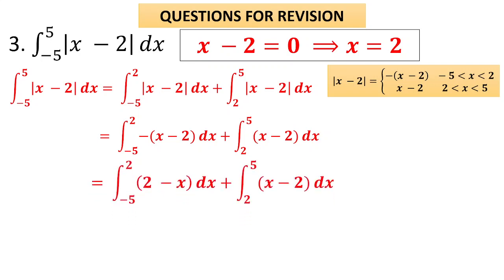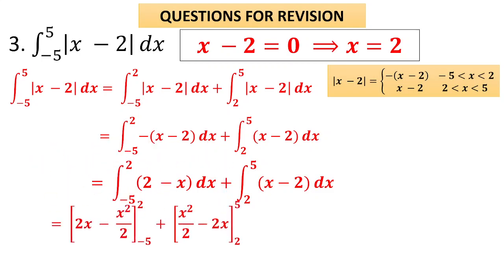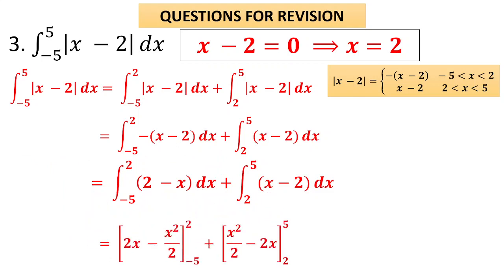Now do the integration. For my convenience, minus of x minus 2 I am writing as 2 minus x. You can take the minus sign outside also, no issue. Now how to integrate? The integration of the first one is 2x minus x square by 2. Once again for x minus 2, the integration is x square by 2 minus 2x.